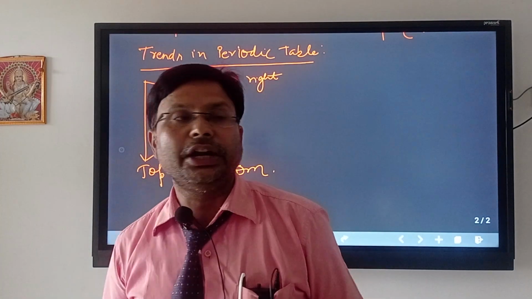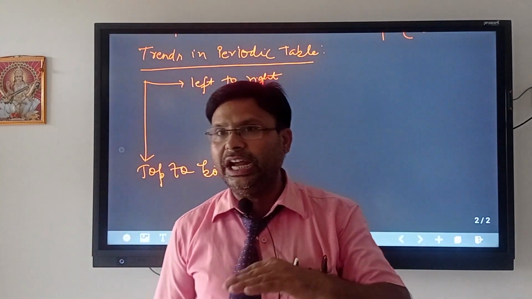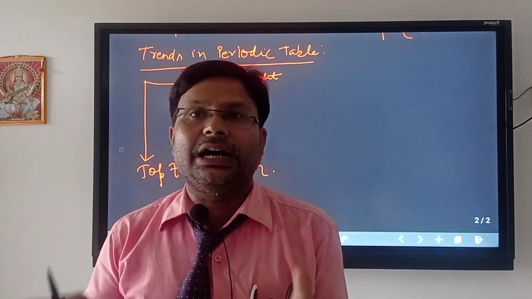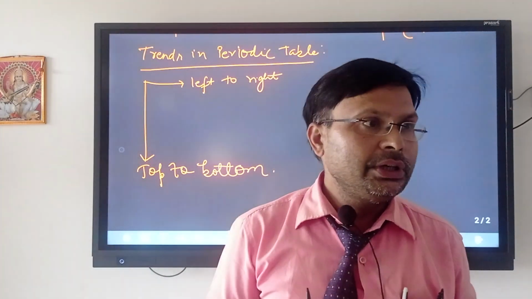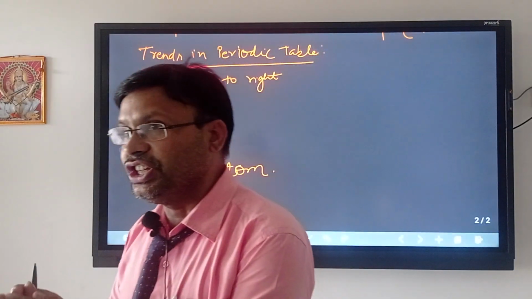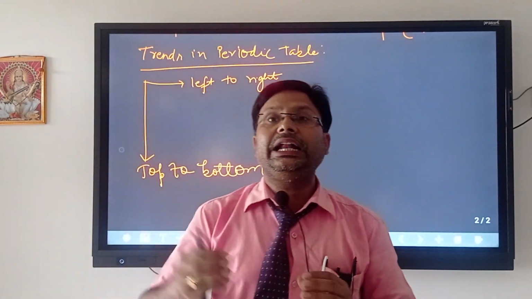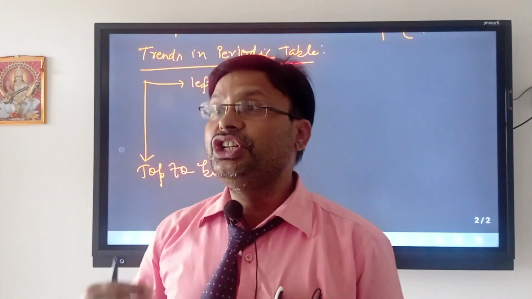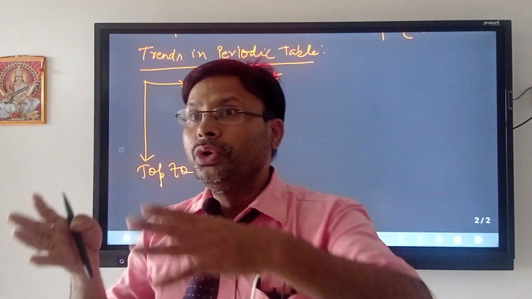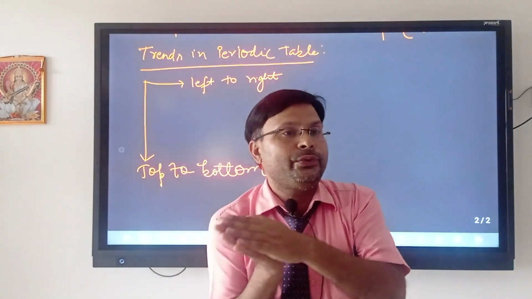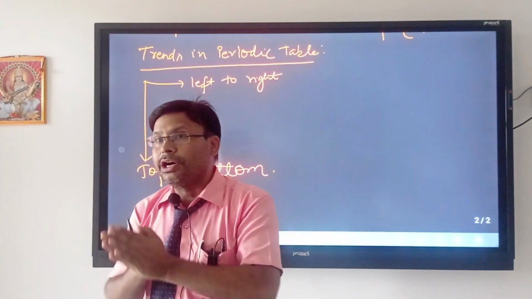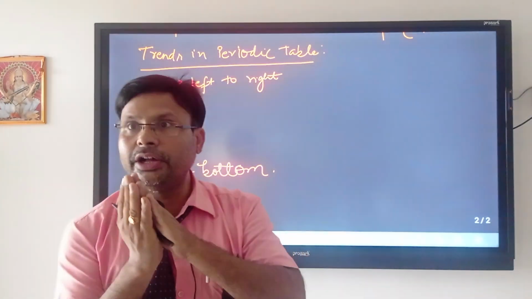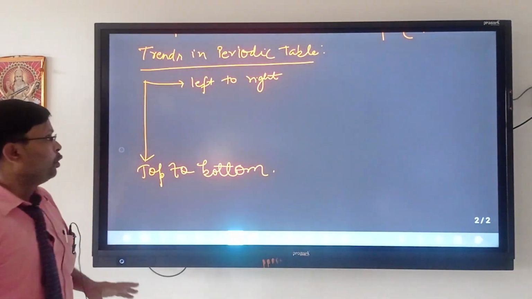You have studied earlier under the topic of atomic radii that when we move from left to right, the size of the atom decreases. And if the size of the atom decreases, when we add an electron to it, more energy is released. So when we move from left to right, the electron gain enthalpy becomes more negative.